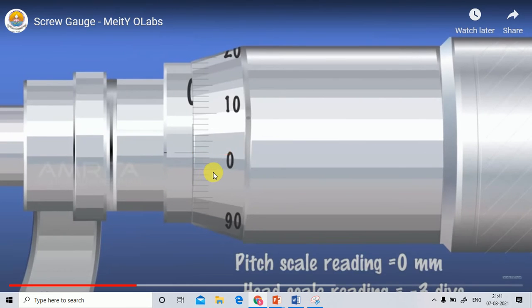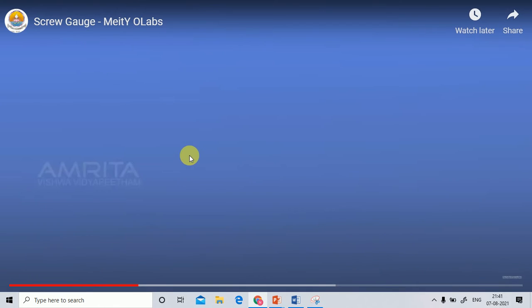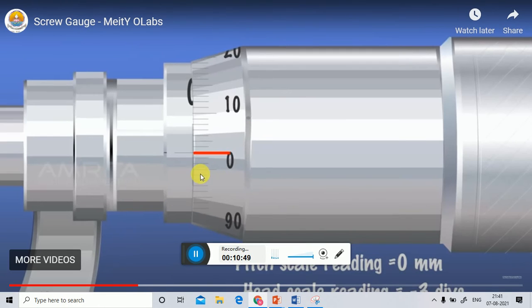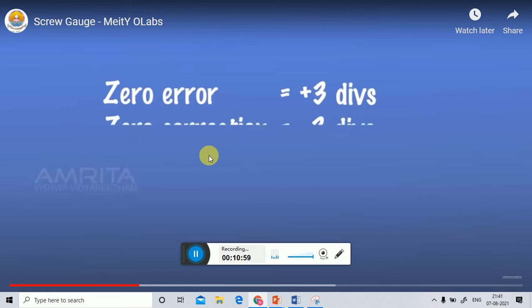Horizontal 0 is here and the circular scale 0 is here, and the horizontal line is here. So the difference in the position of this 0 and the horizontal line is 3. That's why it is clearly mentioned that error is positive and correction is negative.